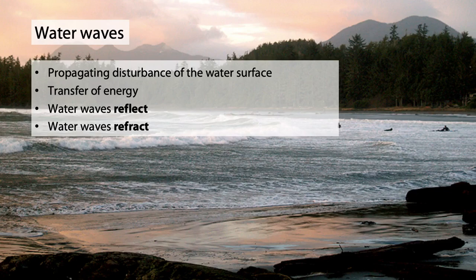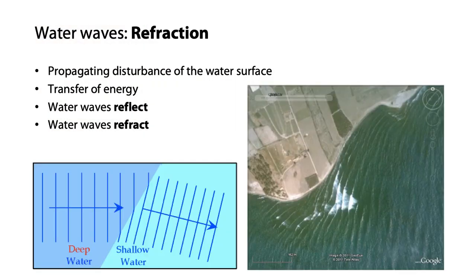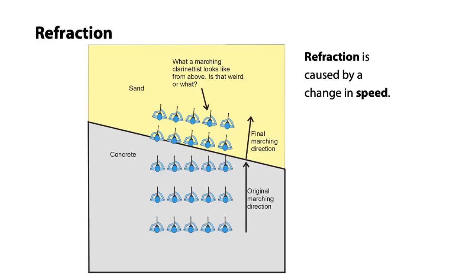A more difficult process is refraction. Refraction is the bending of waves. The reason that waves bend is because they change speed. Here on the right hand side you can see a photograph showing this in action, a Google image showing waves bending as they approach some land. The reason they're doing that is because the water depth is changing. As water depth changes, the speed of the wave changes, and it's the speed of the wave that's very important.